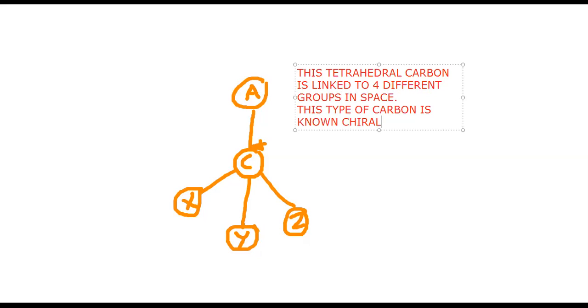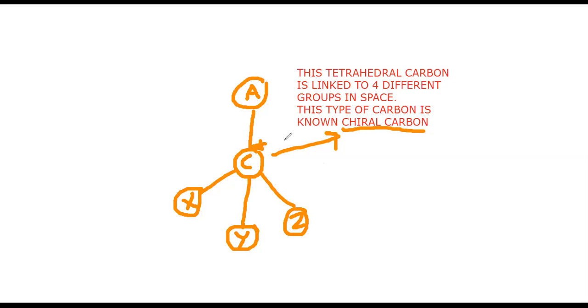So chiral carbon is a very important thing. The chiral carbon is that carbon to which 4 different functional groups are attached. This is the chiral carbon, and here we have a chiral carbon here. And this means the chiral carbon is having a tetrahedral arrangement, and it's having A, X, Y, and Z. So 4 different groups are present in the space, or spatial arrangement of these types of groups.